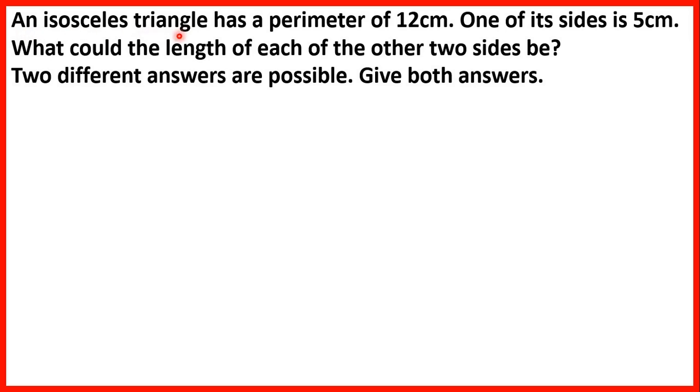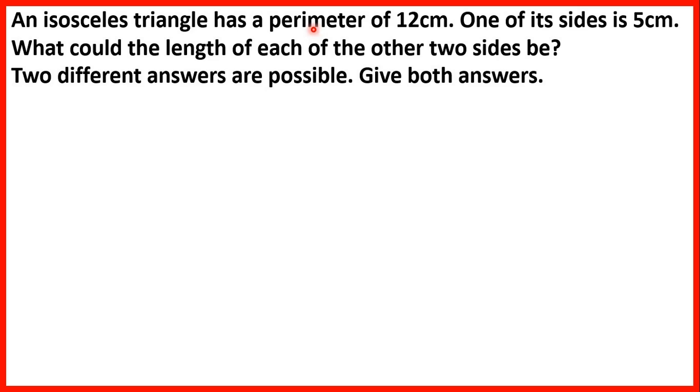An isosceles triangle has a perimeter of 12 centimetres. One of its sides is 5 centimetres. What could the length of each of the other 2 sides be? 2 different answers are possible. Give both answers. So an isosceles triangle is a triangle where 2 of the sides are the same length.